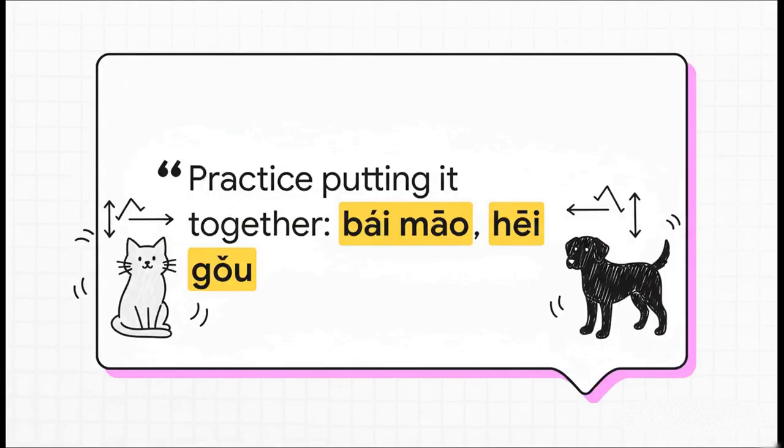All right, let's try putting it all together again. Look at these. Each syllable has its initial, its final, and its tone. So we have bái mao, that's a rising tone, then a high-level tone. And hēi gǒu, a high-level tone, followed by that dipping and rising tone. This is literally how you start building phrases from scratch.